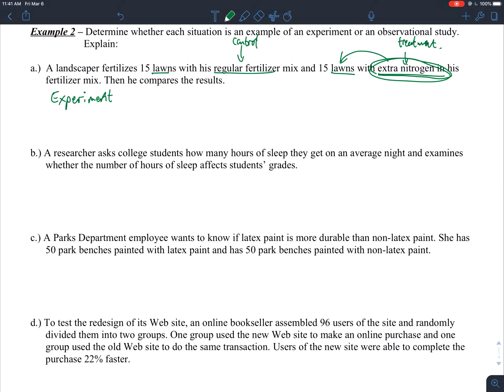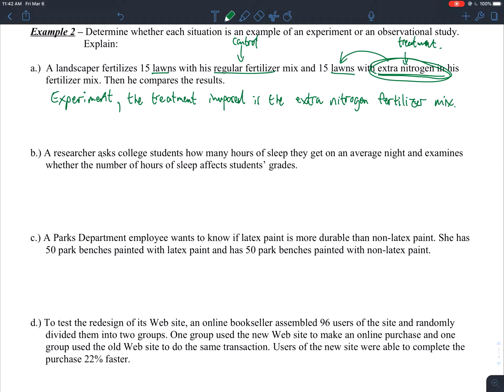Not a very clearly designed experiment, but in any case, it's an experiment. The treatment imposed is the extra nitrogen fertilizer mix. Okay? That's enough. It's an experiment, and that's why.